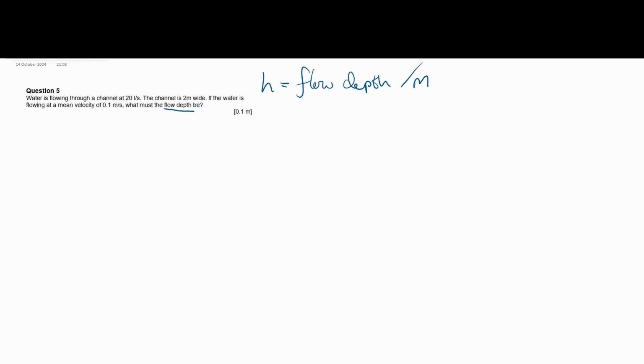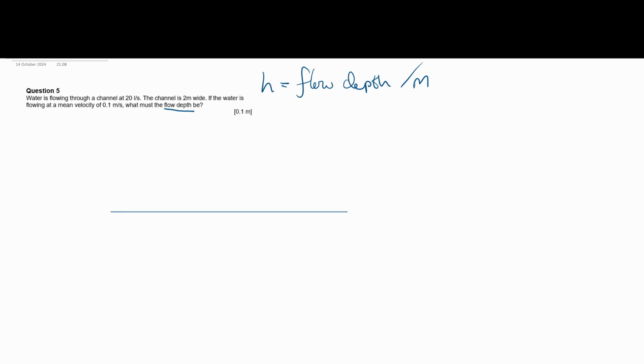So the second step that I always advise is to then identify exactly what you're dealing with. We want to consider the drawing, and consider bullet pointing all the information and highlighting it. So we're told that it's a channel, so I'm going to assume it's rectangular. The question states that it's 2 meters wide and we're looking for a depth.